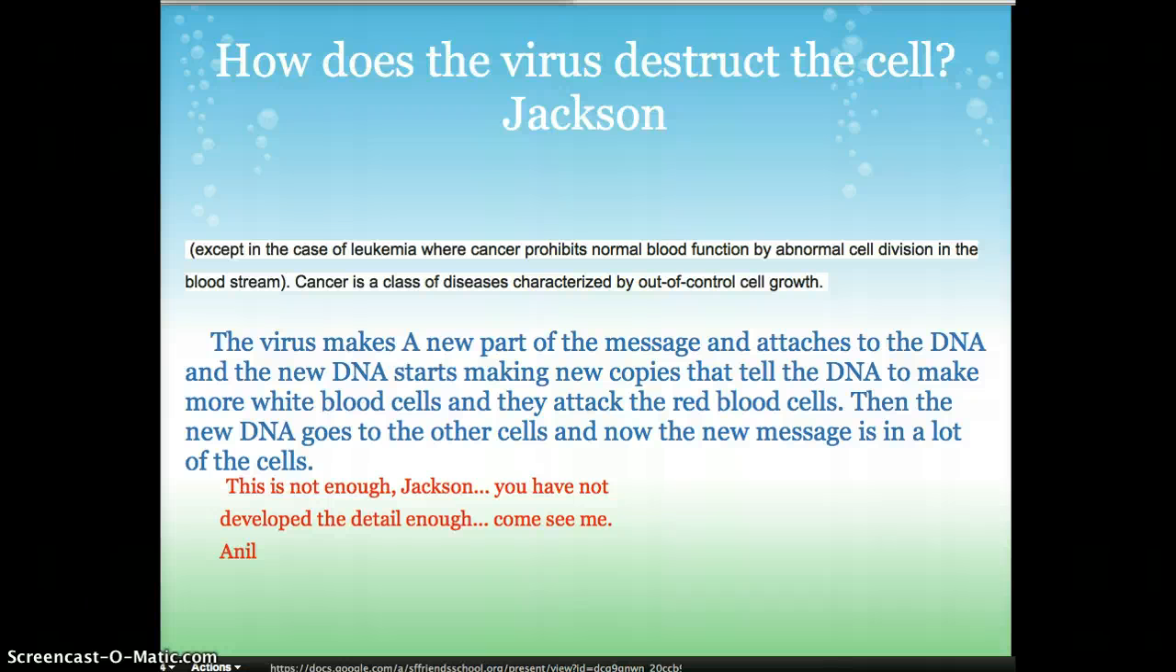Okay, so now I will tell you a bit about how the virus destructs the cell. So the virus makes a new part, and a new message, and that message attaches to the DNA and starts making new copies that tell the DNA to make more white blood cells, and then they go and attack all the red blood cells, and then that goes in to all the other blood cells.